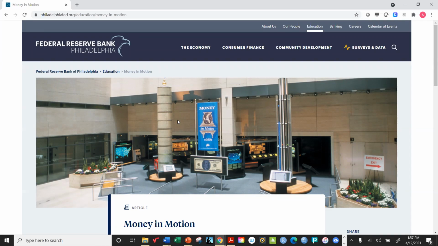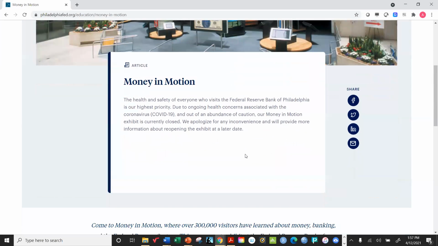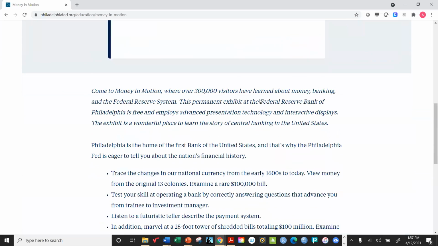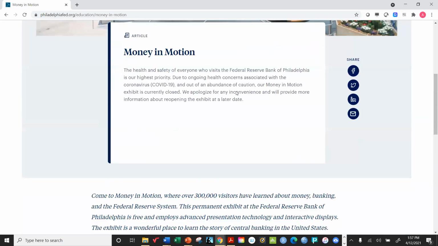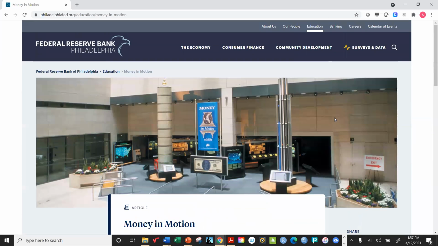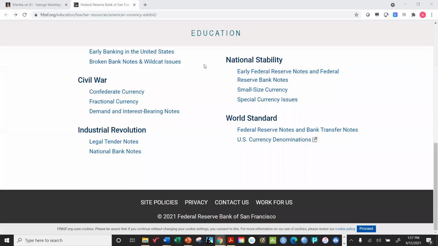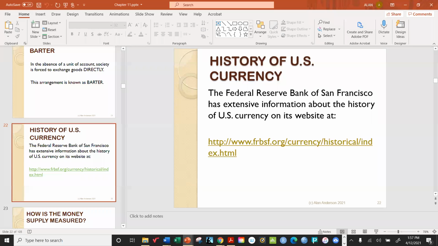And you can buy little souvenir bags of these shredded notes. They're pretty cool. Okay. So anyway, that's the Philadelphia Fed, but it says here they're currently closed. But when it opens up again, you might feel like you should go in there and visit.